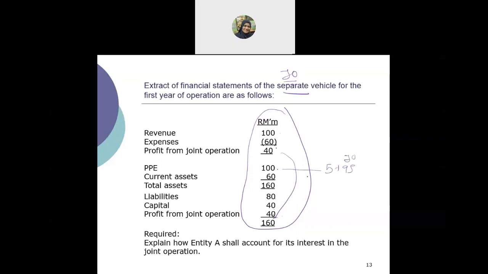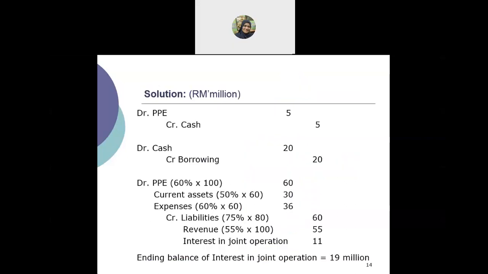Okay, current asset also, as I mentioned about this one. So this is the outcome of the joint separate vehicles that they want to produce. Okay, now you need to explain how entity A should account for its interest in the joint operations. Okay, this is your journal entry.